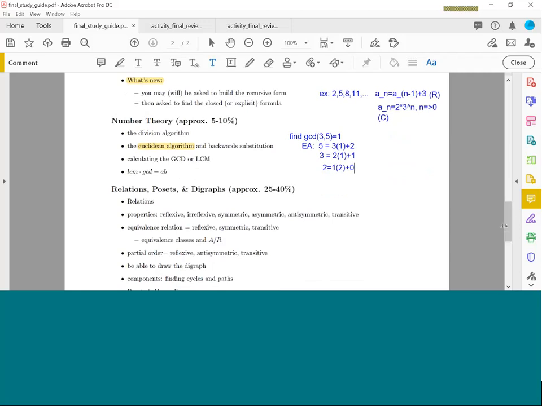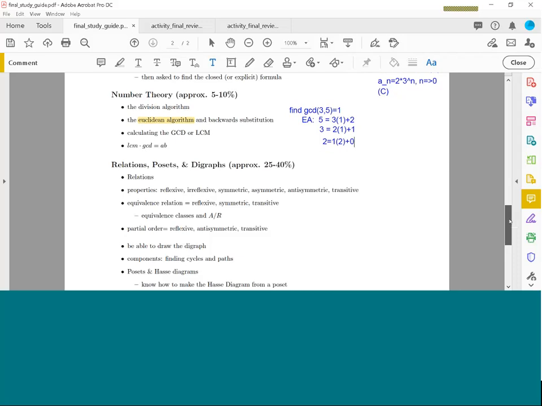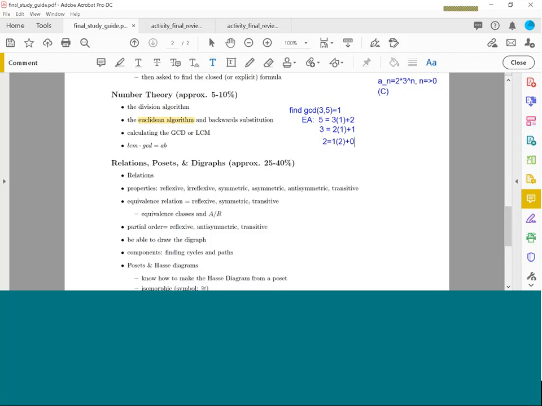And then I believe this is the last section. I put them in not really in the order that we did them. I went ahead and grouped relations that we did separately as well as posets, lattices, and digraphs all together here. So they're going to be broken up.